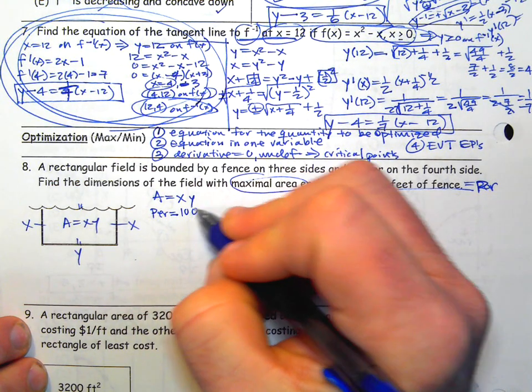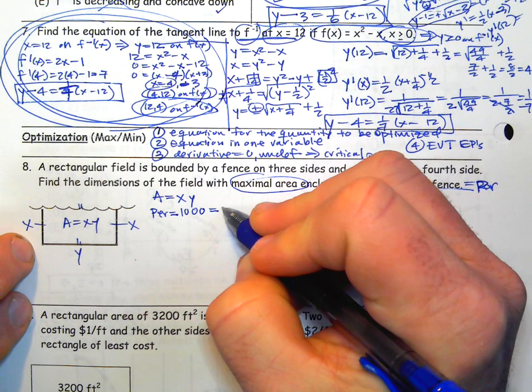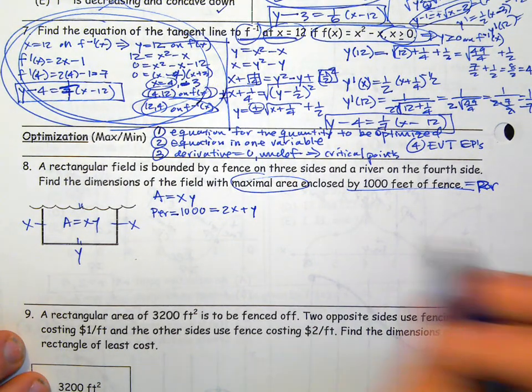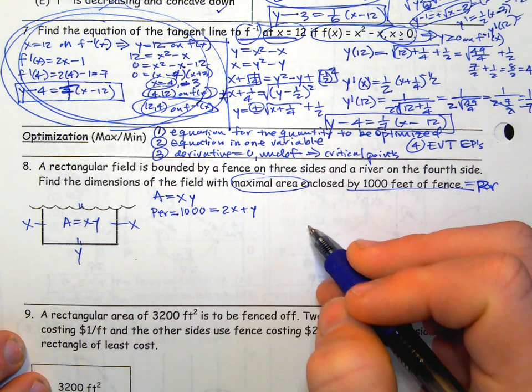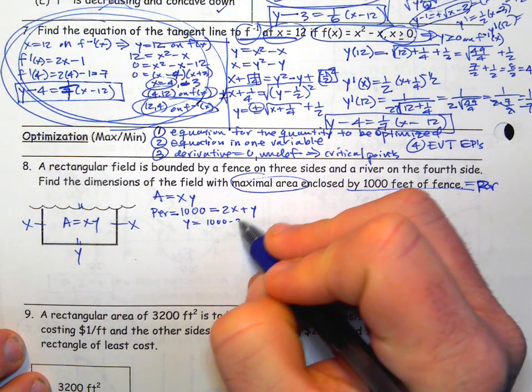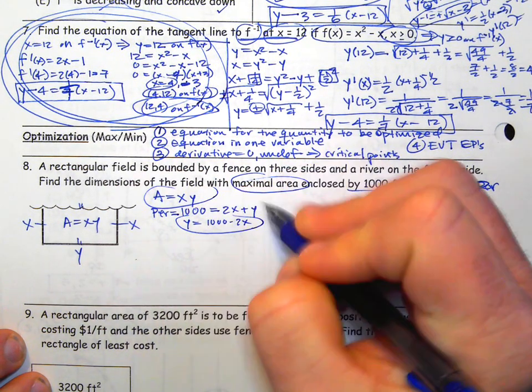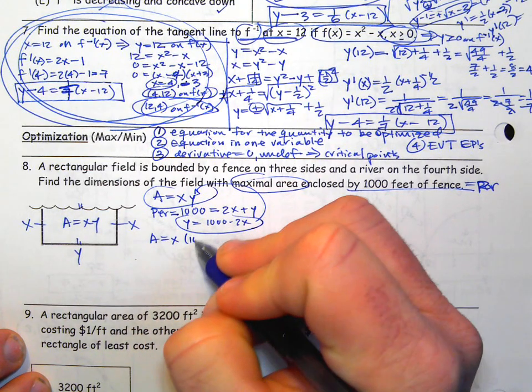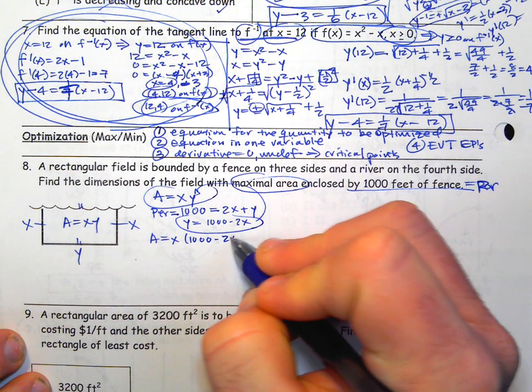But how do you write the perimeter here? The perimeter of fencing is 2 x's and 1 y. We're not going to build a fence on the river. So now we could solve for y in terms of x or x in terms of y. Either one. And plug it in up here so that we get a new equation in terms of one variable.